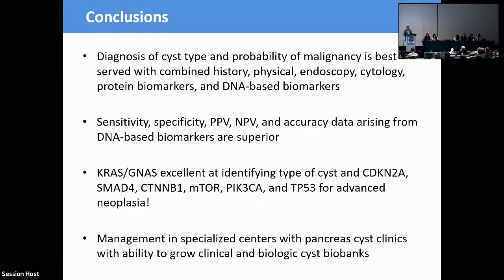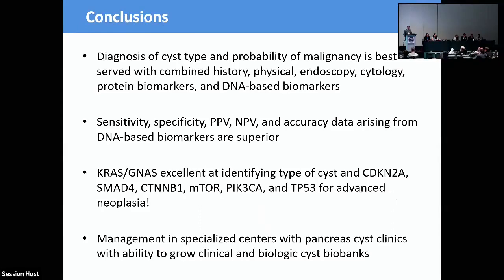So finishing up, this is my conclusion slide. The diagnosis of cyst type and probability of malignancy is best served, I think, with all of these things, including combined history, physical endoscopy, cytology, protein biomarkers, and DNA-based biomarkers. And you can see now that the sensitivity, specificity, and accuracy data that we're seeing from the DNA-based biomarkers are superior to anything else that we've had so far. KRAS and GNAS are especially good at identifying the type of cyst, but the ones that we mentioned so far, CDKN2A, SMAD4, in particular, seem to be coming across different panels for advanced neoplasia.